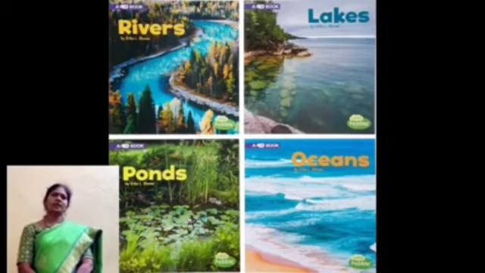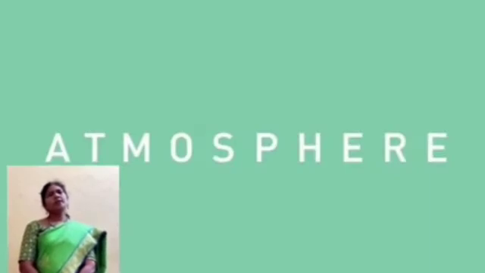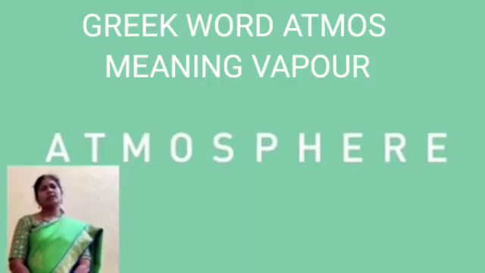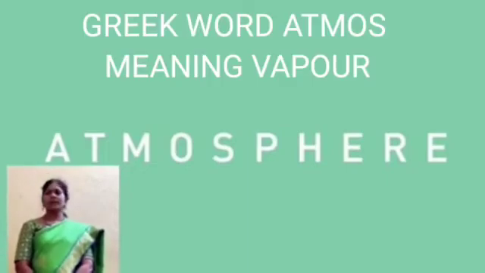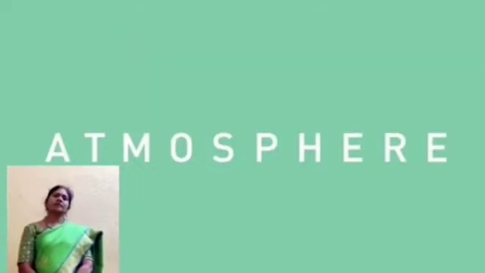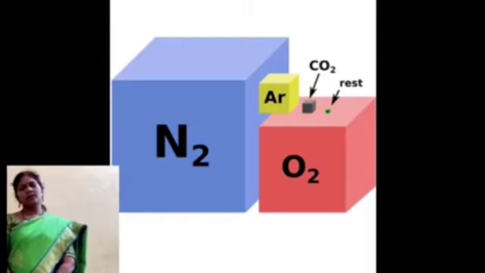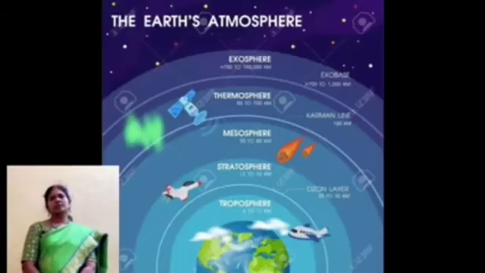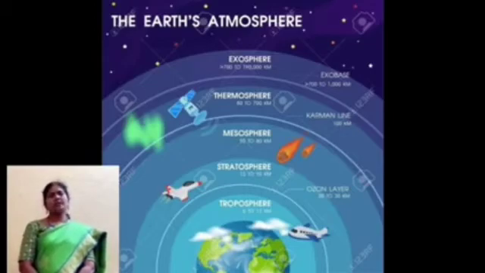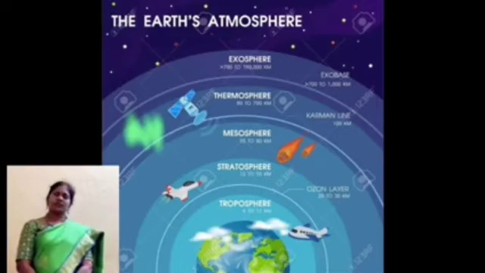And now comes atmosphere. The thin layer of the air that surrounds the earth is called atmosphere. The Greek word atmos means vapor. It consists of a large number of gases like oxygen, nitrogen, carbon dioxide, water vapor and some dust. Atmospheric layers are troposphere, stratosphere, mesosphere, thermosphere, exosphere.